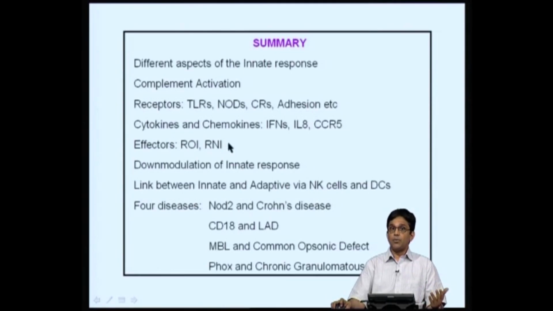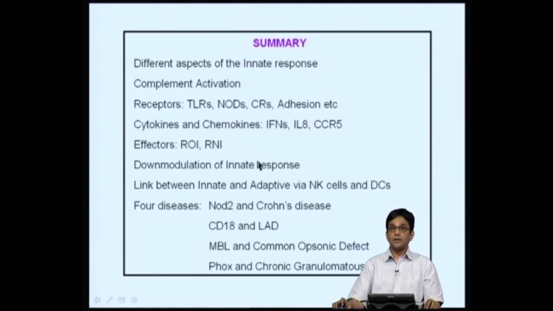We also studied the important roles of interferons, especially the type 1 and type 2 interferons, and IL-8, which is an important chemokine and an important neutrophil attractant, and CCR5, which is important for HIV infections. Then the effectors: the reactive oxygen intermediates and the reactive nitrogen intermediates. Here, phox NADPH oxidase is important for the former. For reactive nitrogen intermediates, NOS2 is the key enzyme responsible for production of nitric oxide.